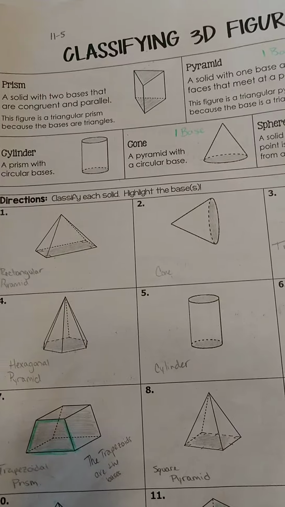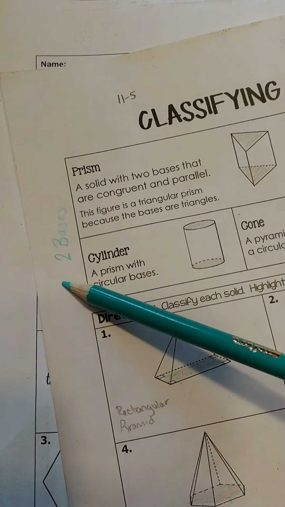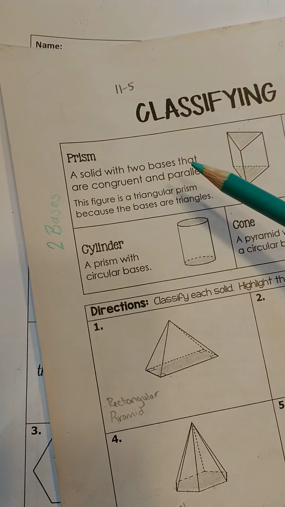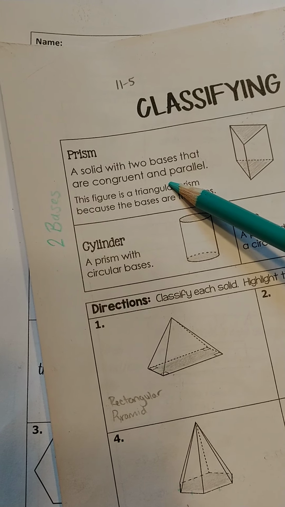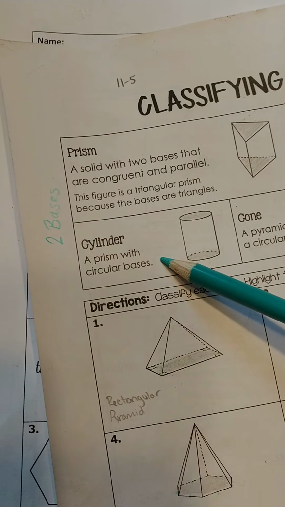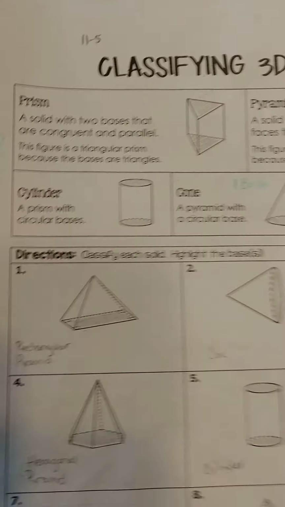So we are classifying 3D figures. You have prisms and cylinders. Prisms and cylinders are nice because you have two bases. You may want to make a note of that, completely up to you though. With the prism, you're focusing on the fact that you have two parallel bases and you're looking for the odd shape out. Whereas with a cylinder, you've got two parallel bases, but obviously your bases are circles. Nice and easy to identify.